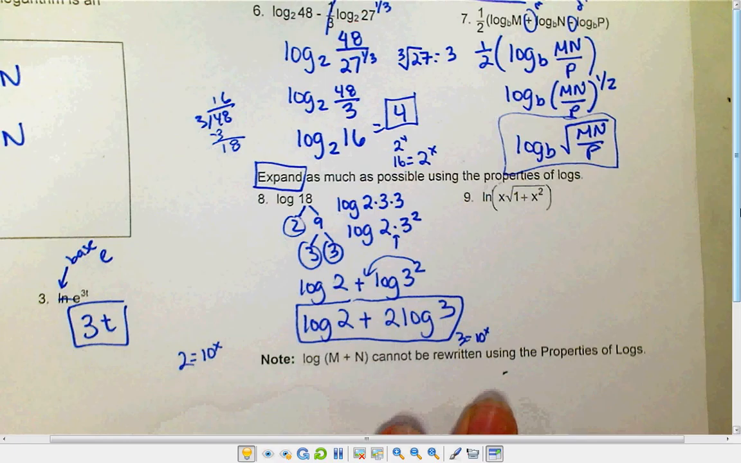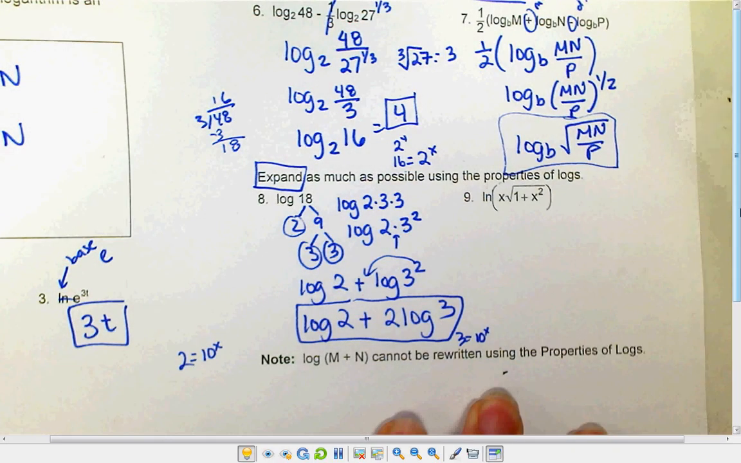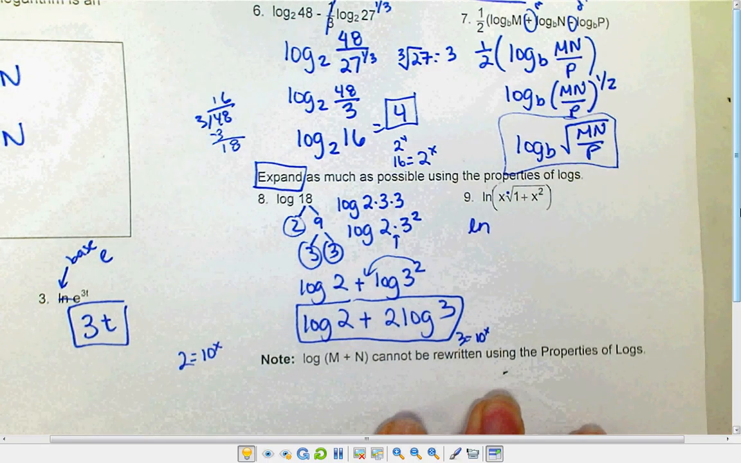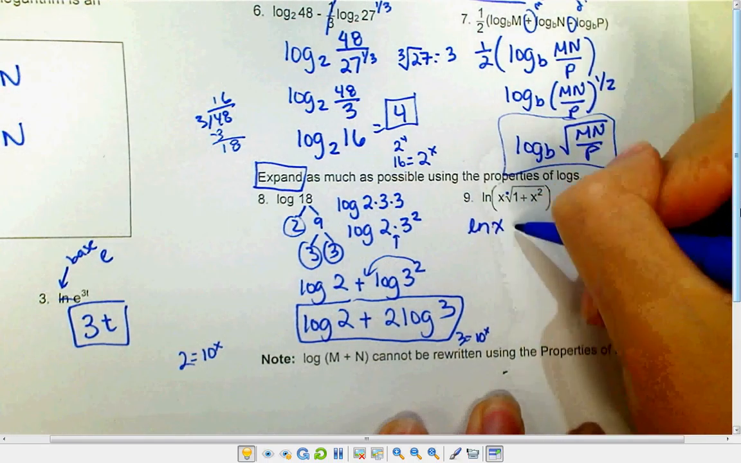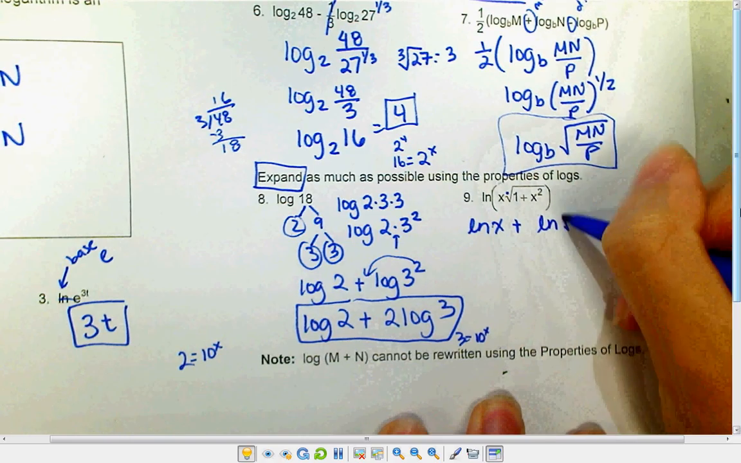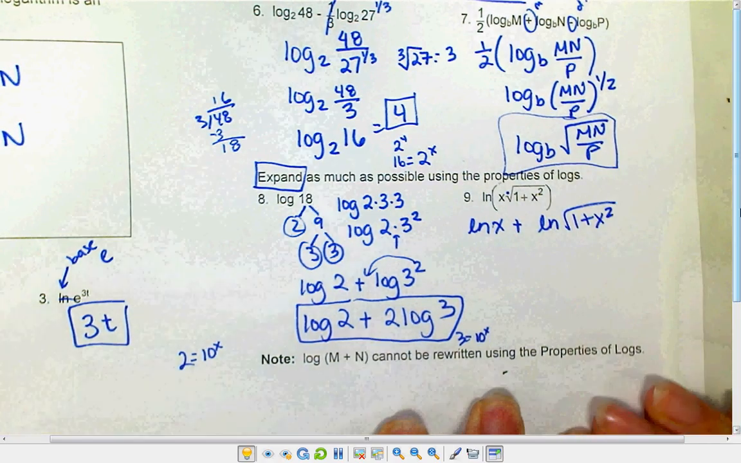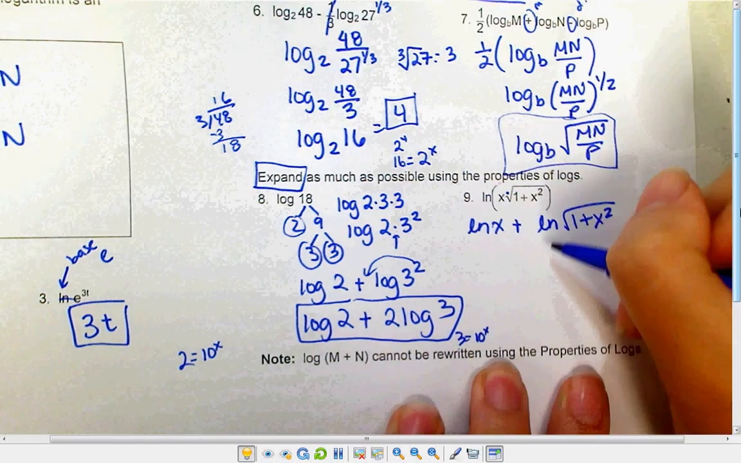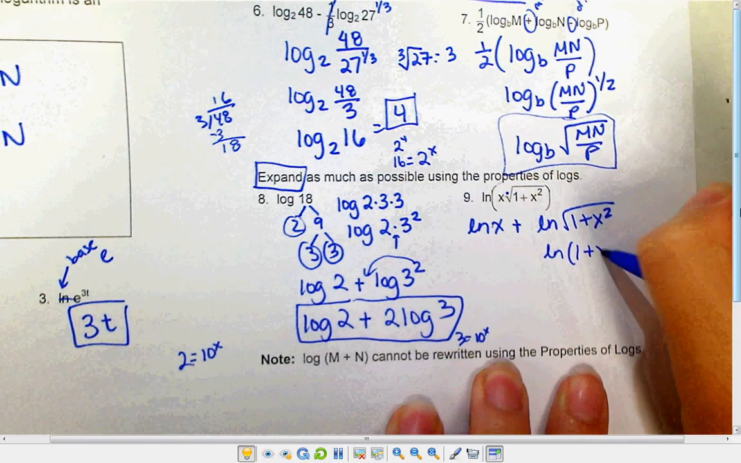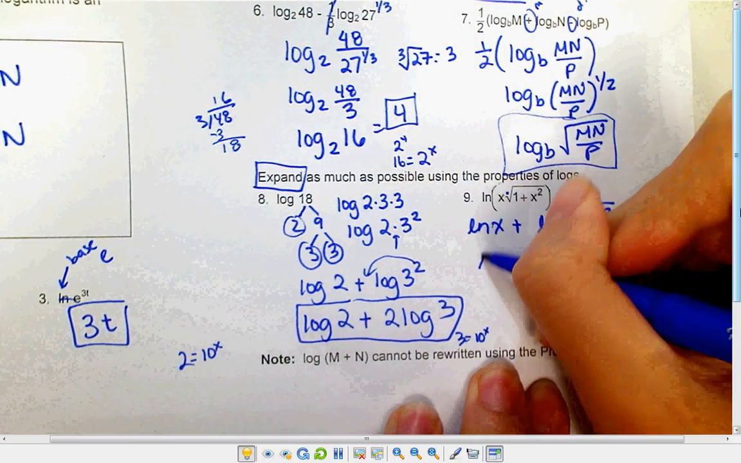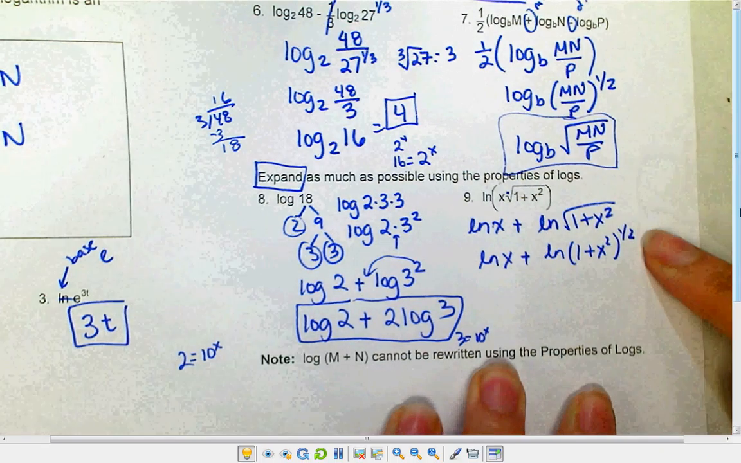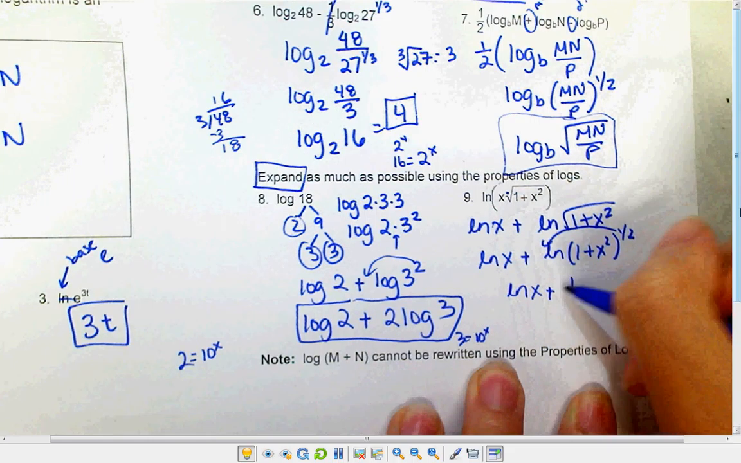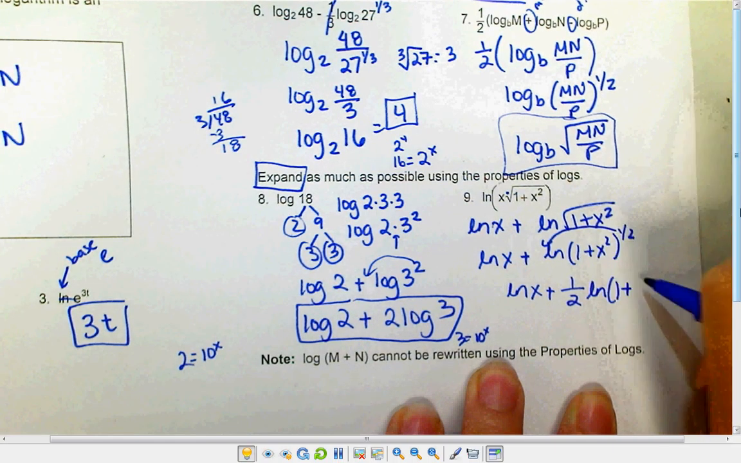Okay, let's look at number 9. So ln, so we're just going to keep it as ln. So ln of, first of all, this x is being multiplied by that root 1 plus x squared. So I'm going to separate it using addition. And I know that this square root is the same thing as ln of 1 plus x squared to the 1/2. And so since 1/2 is my exponent, I could take this and bring it out in front. So ln of x plus 1/2 ln of 1 plus x squared.